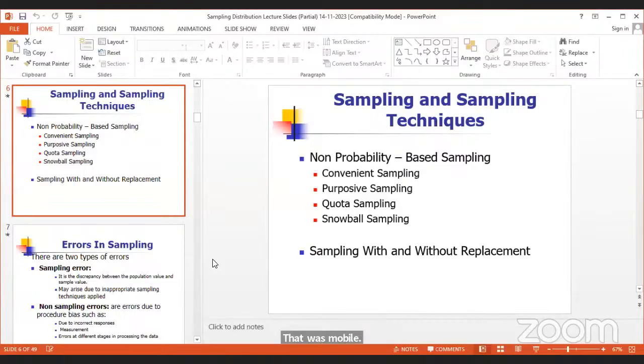I didn't get the definition of systematic sampling. Systematic sampling is a probability based sampling that requires the selection of your sample at regular interval after the initial random start.